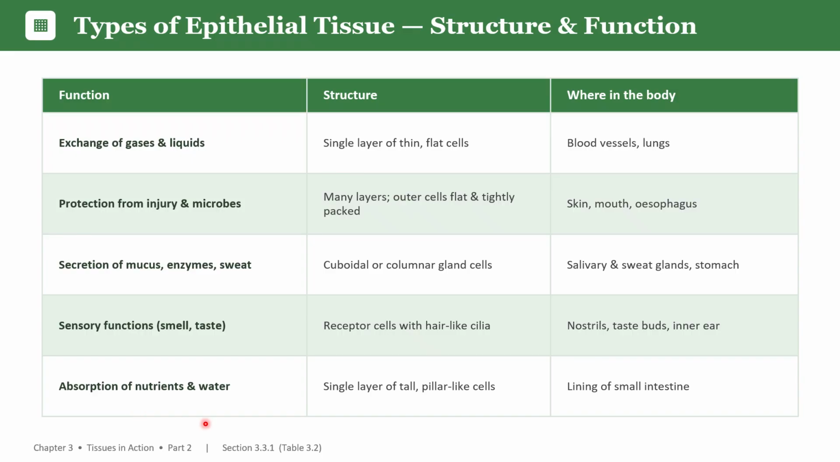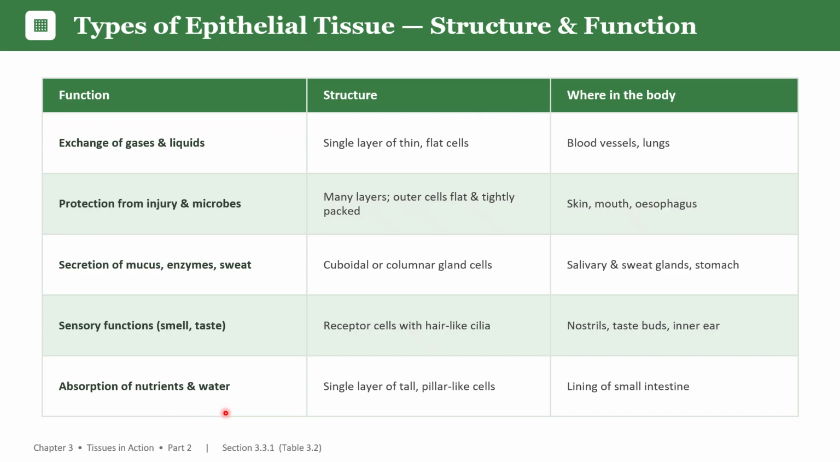Next one is the absorptive epithelium. They are tall, pillar-shaped cells. Usually they have tiny finger-like projections to increase absorption. Where is it found? It is found in the small intestine. And what is the function of this one? It absorbs the digested nutrients and water.